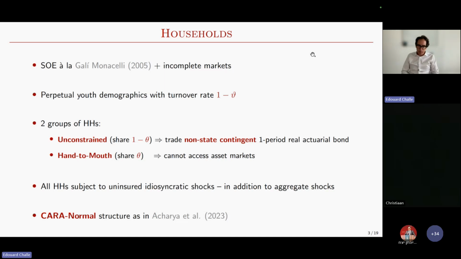In terms of how we model the households, we're going to have a perpetual youth structure with a turnover rate of 1 minus theta. So that's the share of the population that exits the economy and also enters the economy, so that the population is stationary.